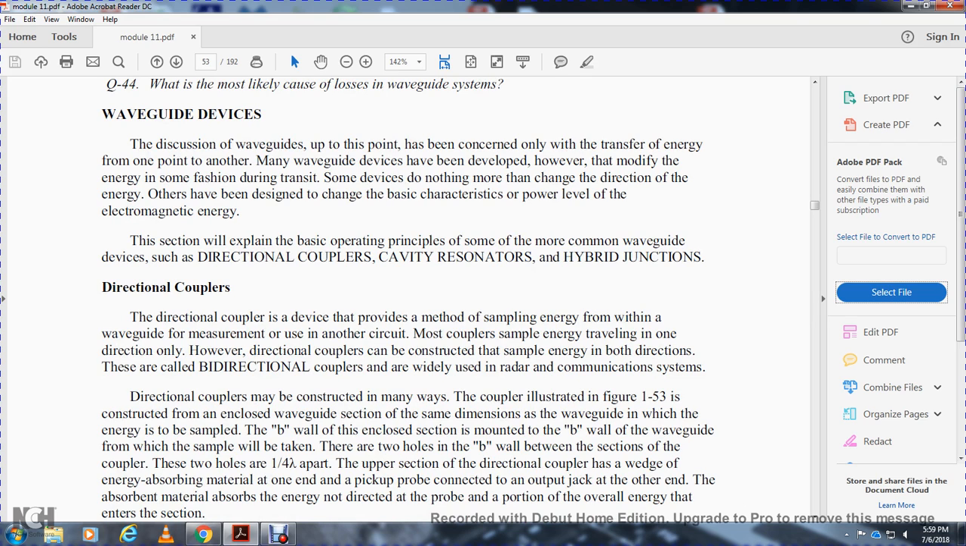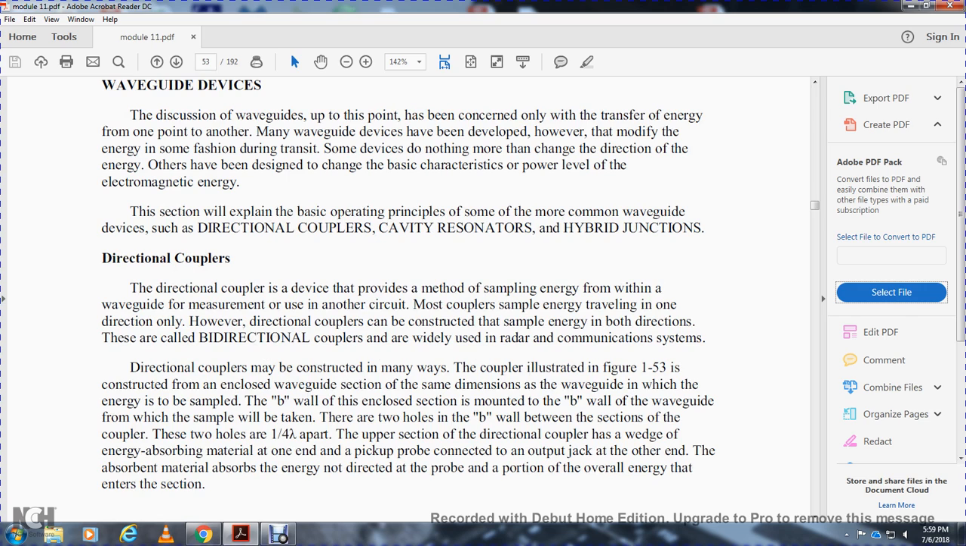Directional couplers are devices that provide a method of sampling energy within the waveguide for measurement or use in another circuit. Most couplers sample the energy traveling in one direction only. However, directional couplers can be constructed to sample energy in both directions. They are called bidirectional couplers and are widely used in radar and communication systems. Directional couplers may be constructed in many ways.